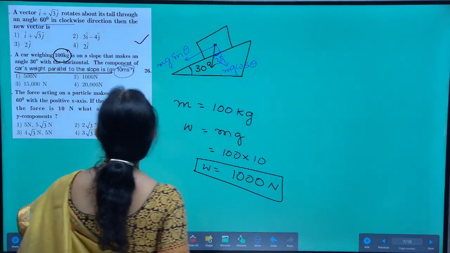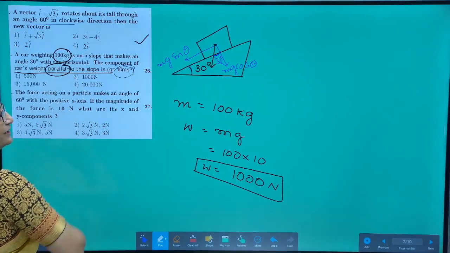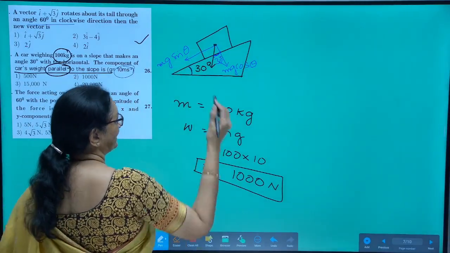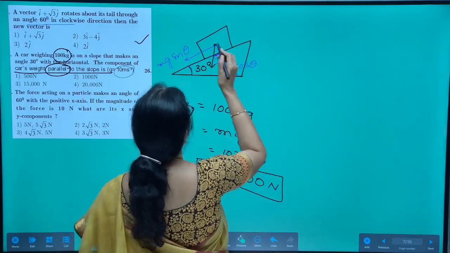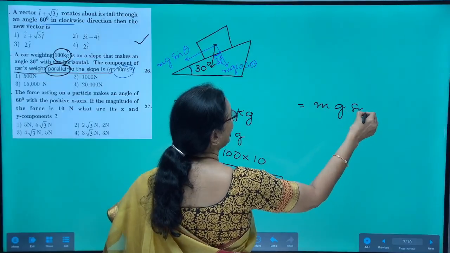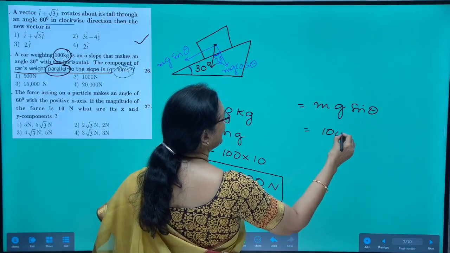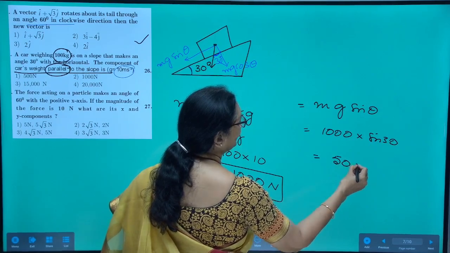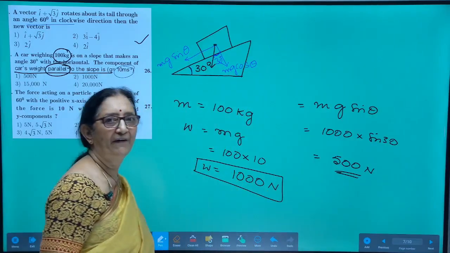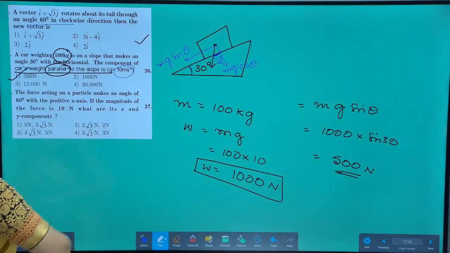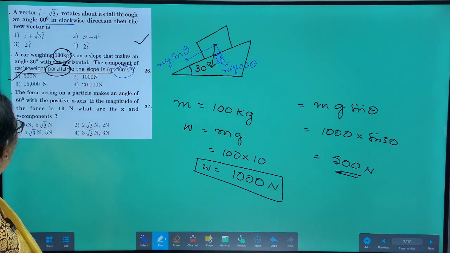Now, what is asked? The component of the weight parallel to the slope. We have to read the question properly. Parallel to the slope means we are asked to find mg sin theta. So, the parallel component is mg sin theta, that is 1000 sin 30, and sin 30 is half. So, it is 500 Newton. The answer is 500 Newton. This is the correct option for that problem. Okay, now let us go to the next problem.